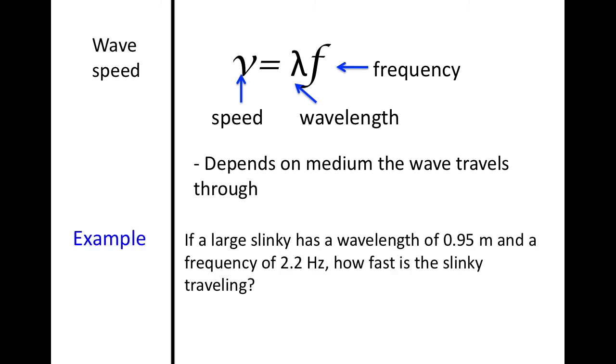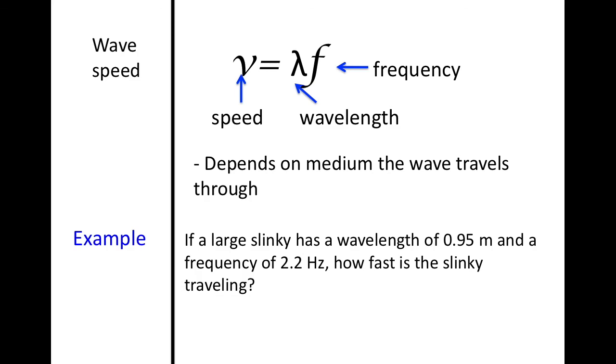If a large slinky, which is like a coiled metal toy that kids play with, has a wavelength of 0.95 meters and a frequency of 2.2 hertz, how fast is the slinky traveling? So go ahead and try to solve this and then start up the video again to check your answer.